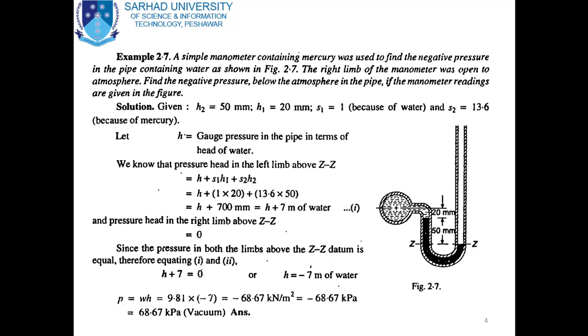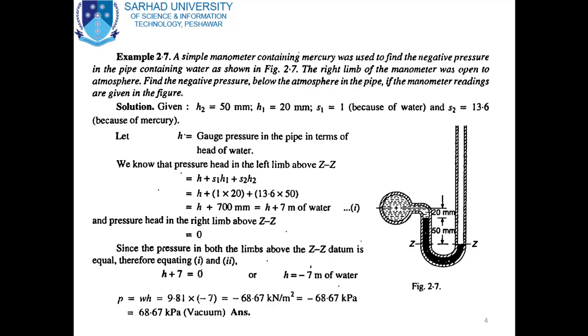Now we have example 2.7. The statement of the example is: a simple manometer containing mercury was used to find the negative pressure in the pipe containing water as shown in figure 2.7. The right limb of the manometer was open to the atmosphere. Find the negative pressure below the atmosphere in the pipe if the manometer readings are given in the figure.